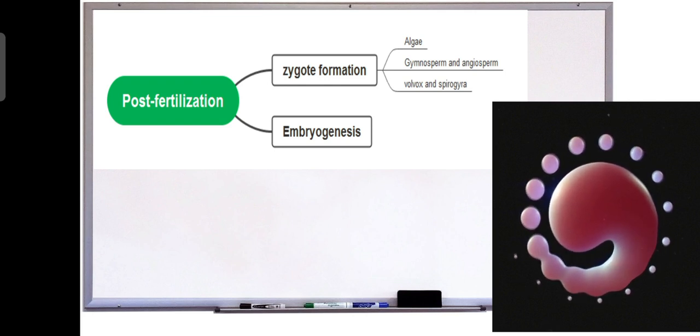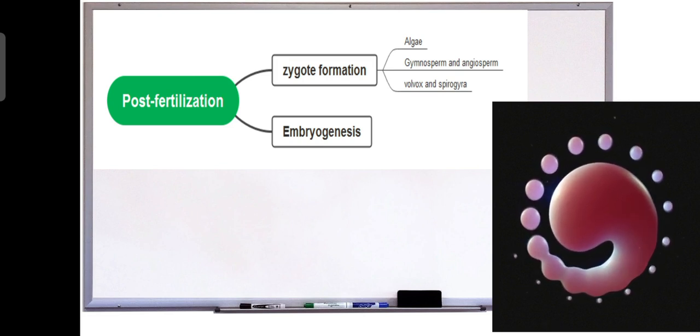Zygote formation: what happens to the zygote? Zygote is the result of the fusion of the gametes. Once the zygote is produced, it starts to undergo division to give rise to an embryo. Here, the development of the zygote differs in different organisms.